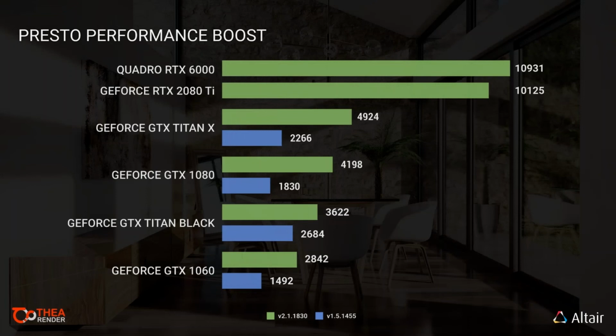Adding features to the engine wasn't the only thing that we focused on. A performance boost up to 2 times has been achieved for the Presto engine compared to version 1.5. These improvements are based on key algorithmic optimizations as well as hardware advances with the most recent NVIDIA graphics cards.